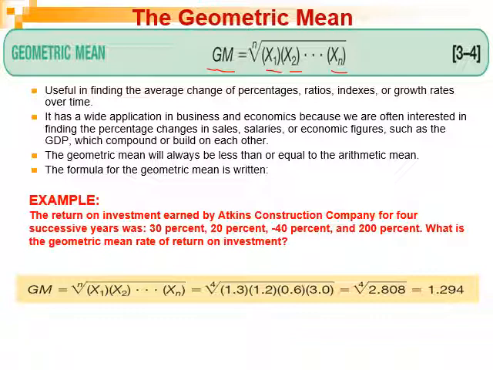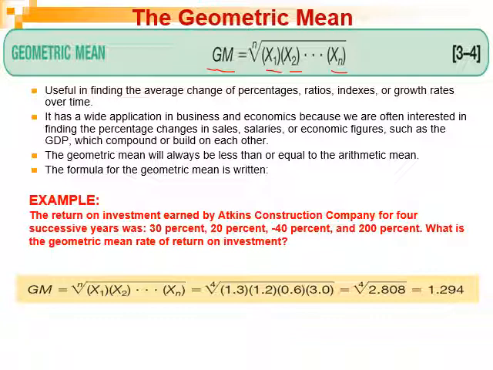Let's take an example for the geometric mean situation. The return on investment earned by a construction company for 4 successive years was 30%, 20%, minus 40%, and 200%. What is the geometric mean rate of the return on investment? Please concentrate on the values that we have in our problem.